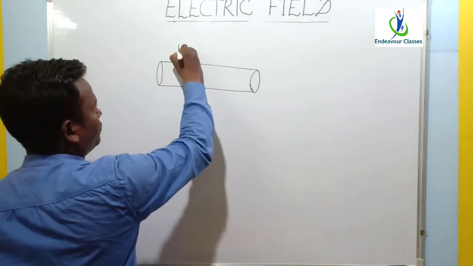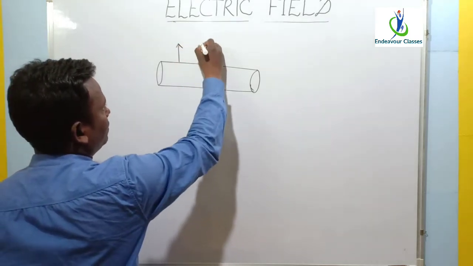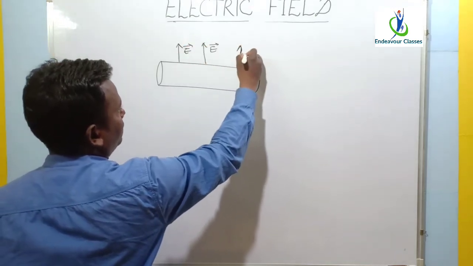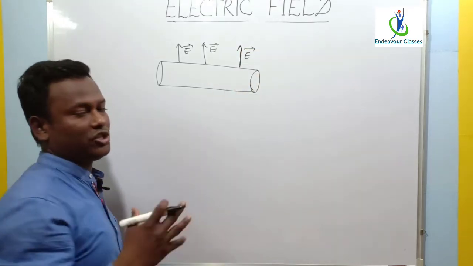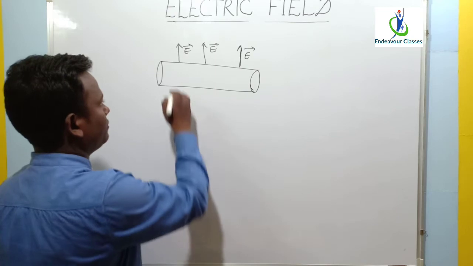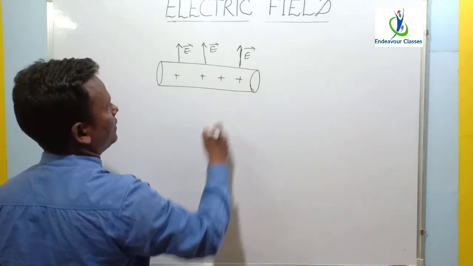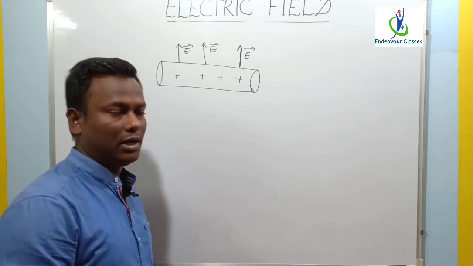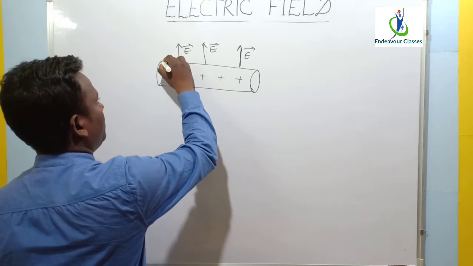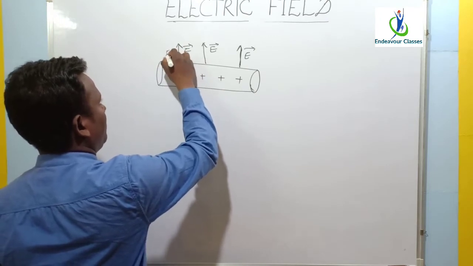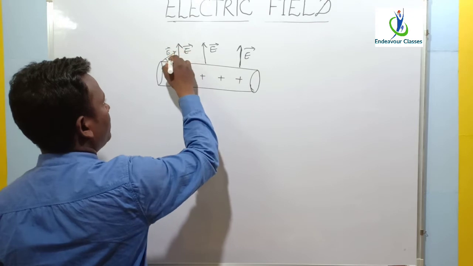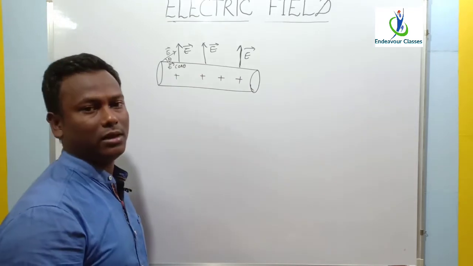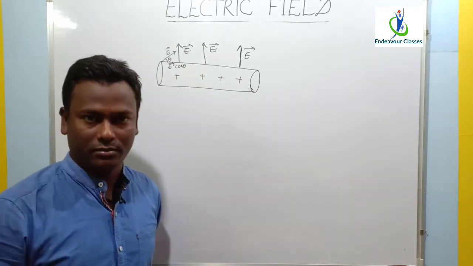But I told you that the electric field will be perpendicular to the surface of the conductor at every point on a charged body. Suppose the electric field is not perpendicular, and is at a certain angle theta. Then it will have a component, suppose E cos theta, along the surface of the conductor.